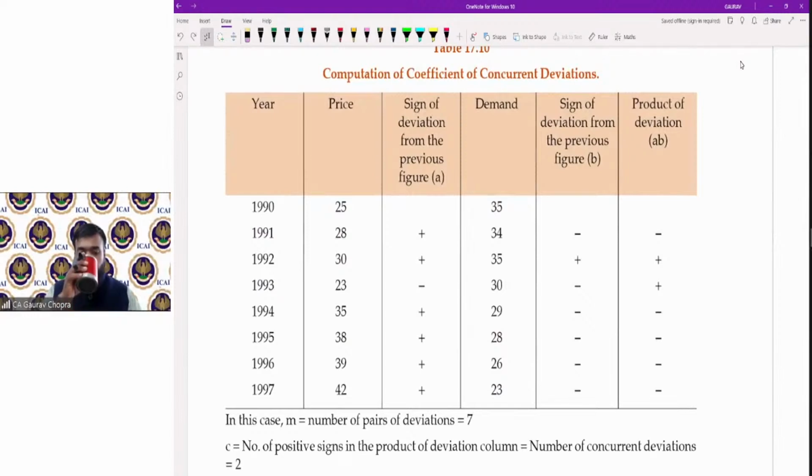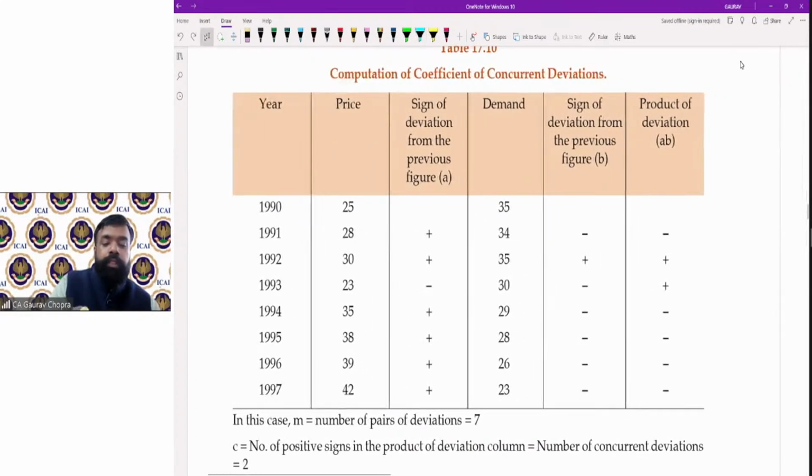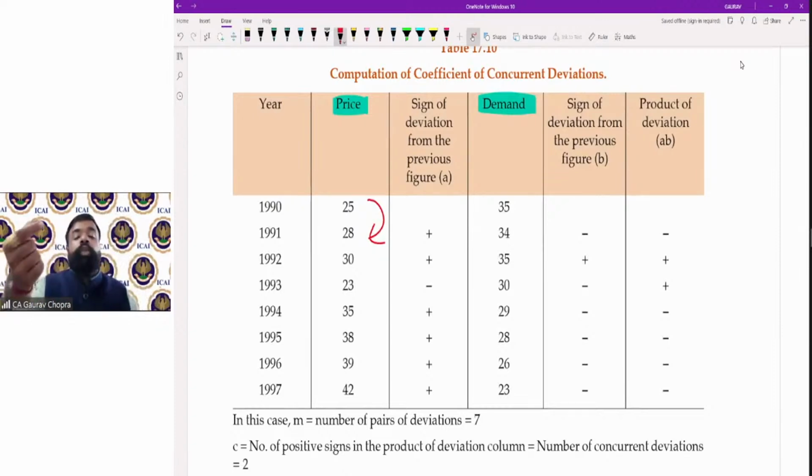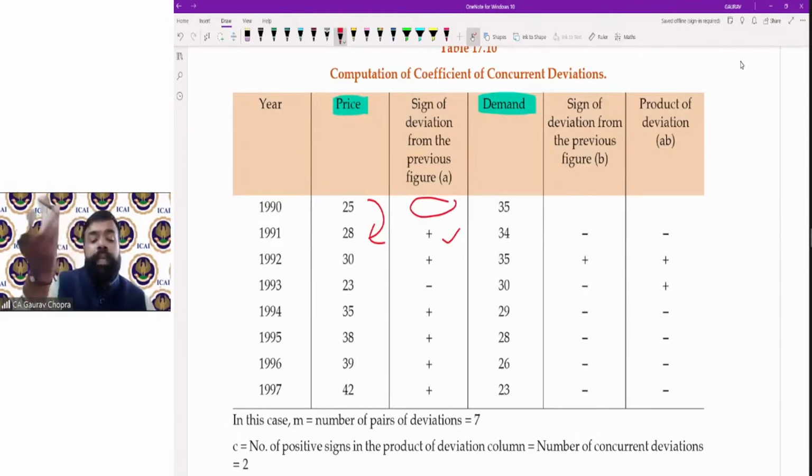Year given है, then price and demand. Price is the first variable, demand is second variable. बिगिनिंग में प्राइस कितना है? प्राइस है 20. नेक्स्ट ईयर प्राइस कितना हो गया? 28. तो 25 से बढ़ के प्राइस हो गया 28. कितना इंक्रीज हुआ उससे कोई मतलब नहीं है, सिर्फ हमें क्या देखना है? इंक्रीज हुआ, राइट पॉजिटिव साइन. फर्स्ट वाला जो स्पेस है वो ब्लैंक रहेगा, बिकॉज हम वहां पे कुछ भी कंपैरिजन नहीं कर सकते, उससे प्रीवियस वैल्यू अवेलेबल नहीं है. डायरेक्टली हम 28 को ही कंपेयर कर सकते हैं 25 से.